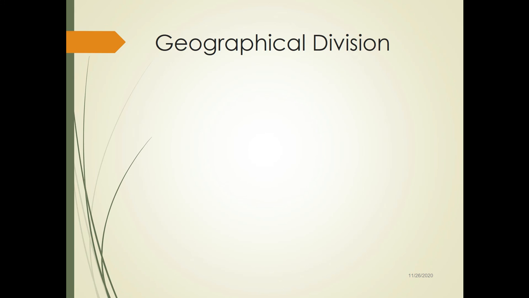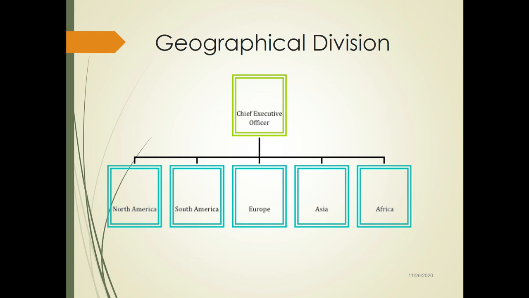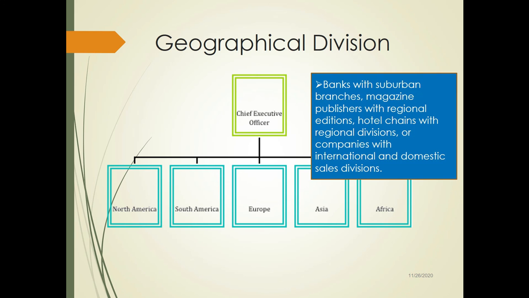Geographical division, on the other hand, is about geographic location. So we have different departments based on their location. For example, banks with suburban branches, magazine publishers with regional editions, hotel chains with regional divisions, or companies with international and domestic sales divisions.